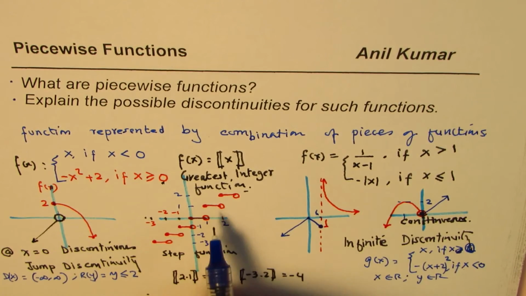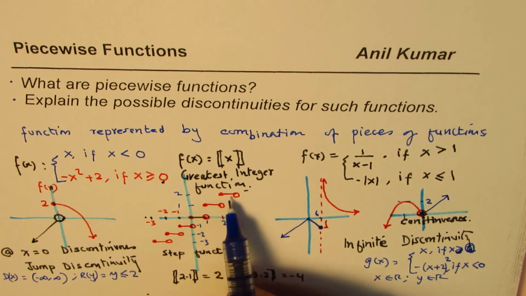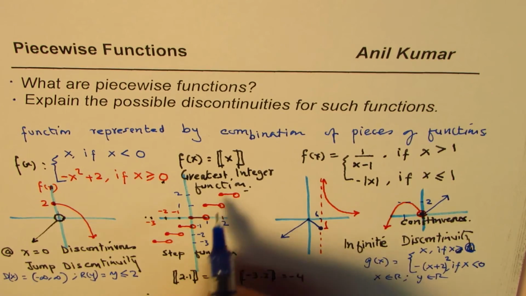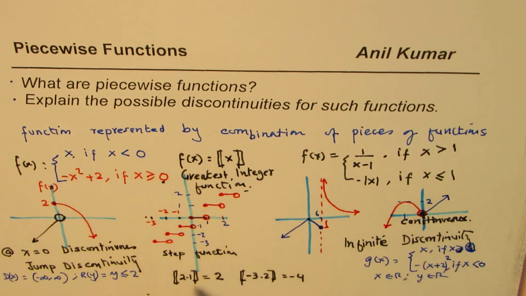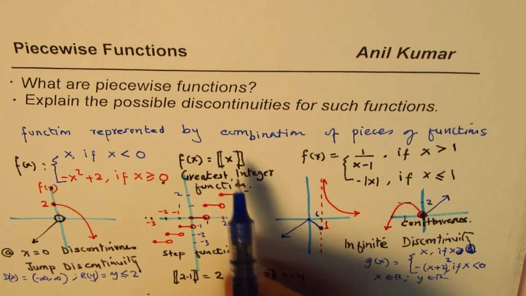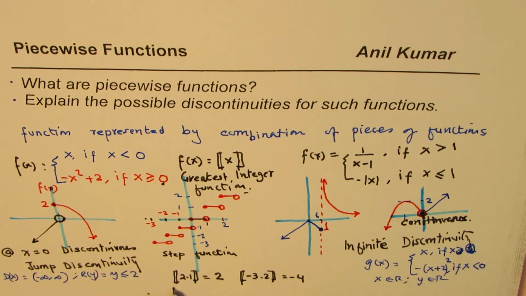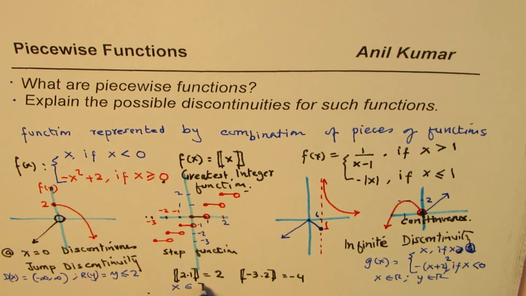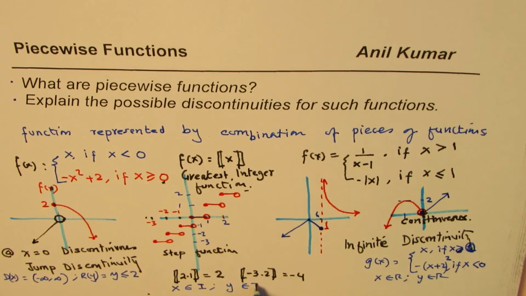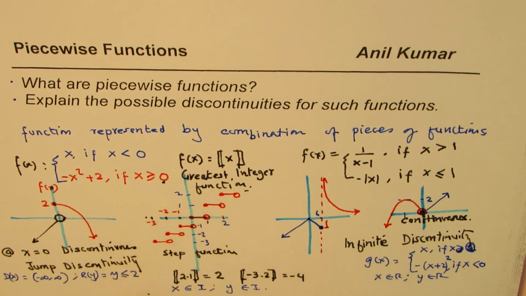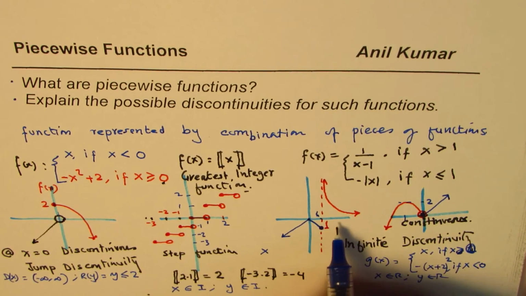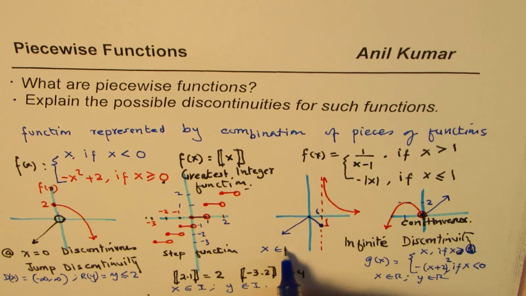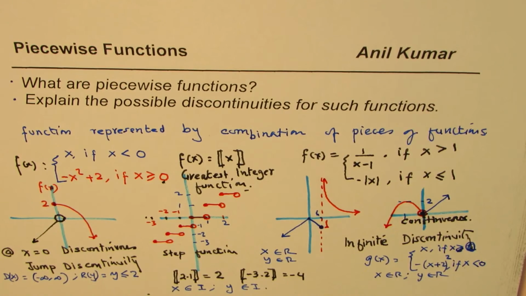Right. In the stepwise function, we have integer values as domain and range. Do you see that? So here x belongs to and y belongs to integer values. In this greatest integer function, we could write domain as x belongs to all integers and y also belongs to all integers, and we take a greatest integer function. And here, as we saw, x belongs to all real numbers and y also belongs to all real numbers. That's the domain and range for this particular function.